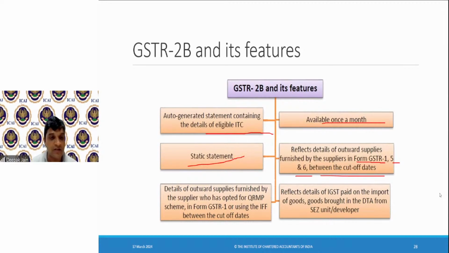Details of outward supplies furnished by a supplier who has opted for the QRMP scheme in form GSTR-1 or IFF between the cutoff dates will appear. Then it reflects details of IGST paid on import of goods. On import of goods also we can claim credit. That detail is not appearing in 2A, but it is appearing in GSTR-2B. And goods which are brought into a DTA from a SEZ unit. DTA stands for domestic tariff area, clearance from a SEZ unit or a developer. On that also we can claim the input tax credit. So all of this will appear in GSTR-2B.